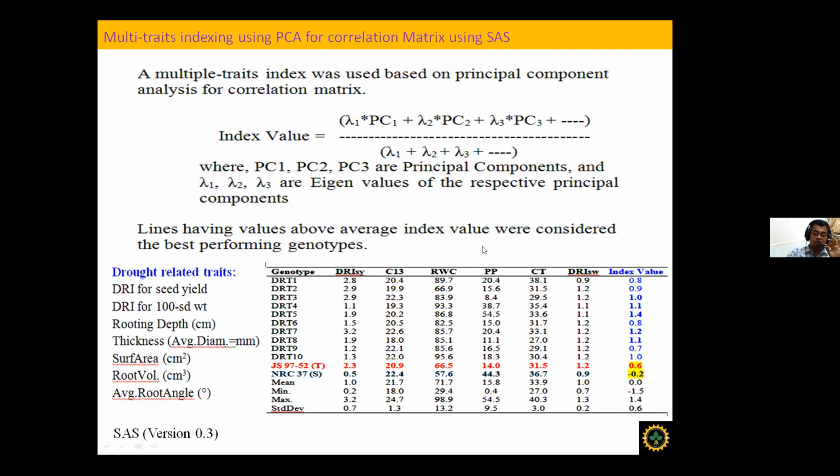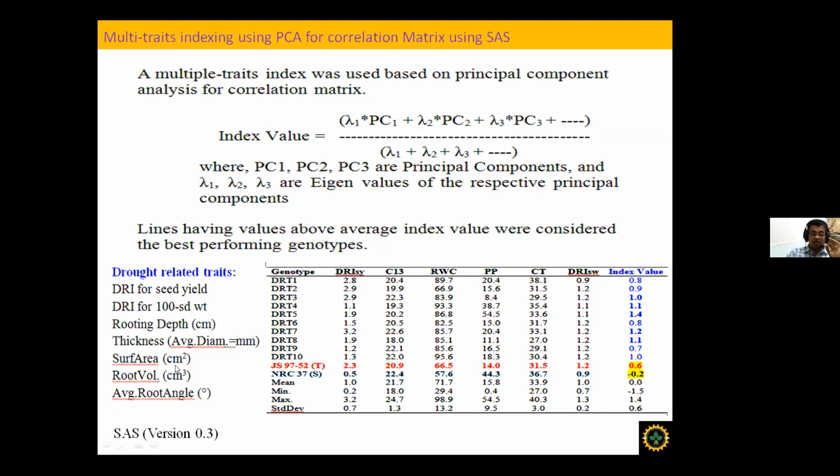That is, we think, like here is an example, and it is just arbitrary data I have used. So a large number of traits, like drought-related traits, where the drought resistance index for seed is the first column, drought resistance index for seed weight is the last column, and rooting depth is another one.